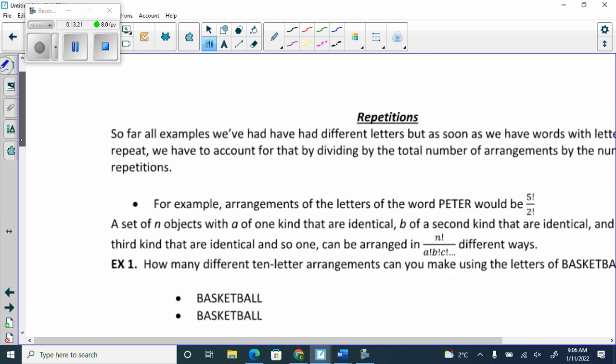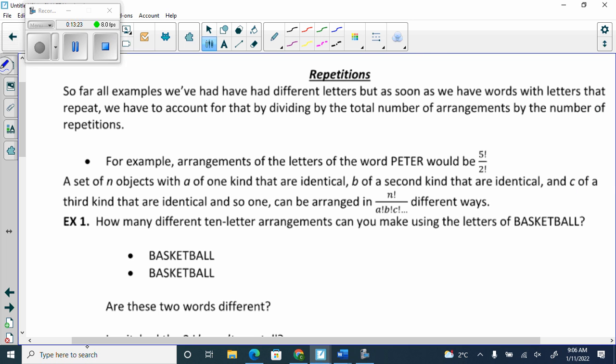Okay, what happens if we have repeating letters? We haven't had any yet. So how many different letter arrangements are in basketball? And people will say 10 factorial, because there are 10 letters. Except here is basketball and basketball.